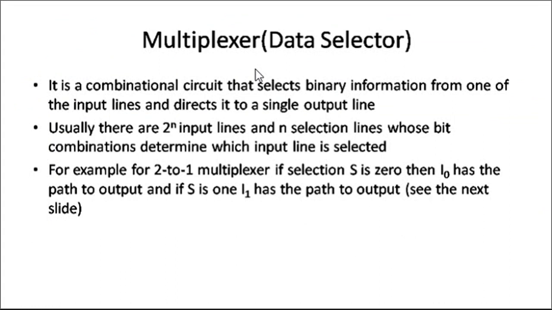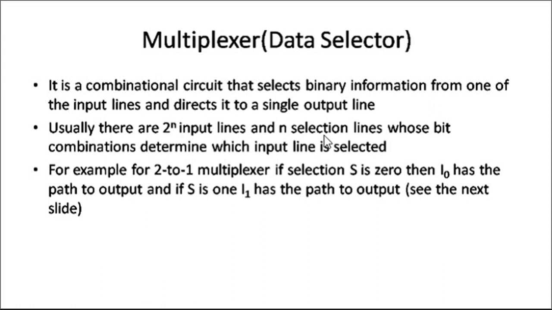It is a combinational circuit that selects binary information from one of the input lines and directs it to a single output line. Usually there are 2 raised to n input lines, and this n is the number of selection lines whose bit combinations determine which input line is selected.